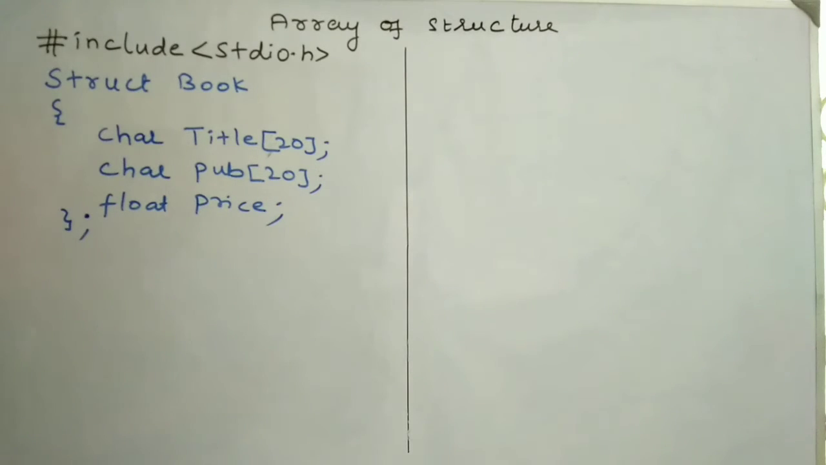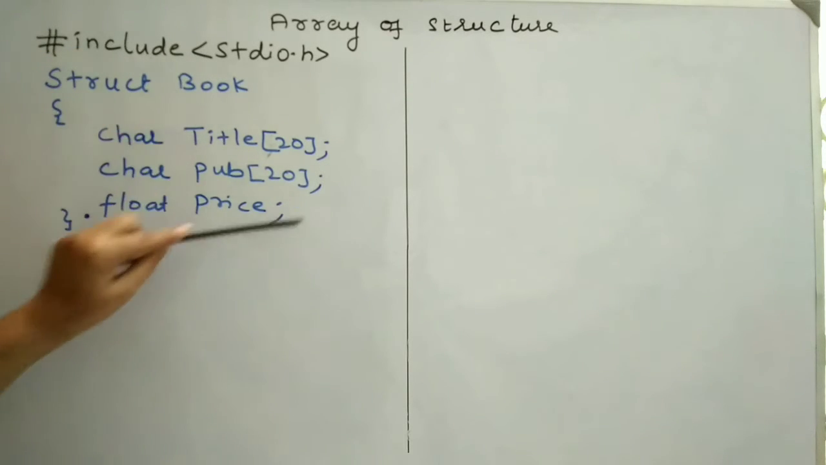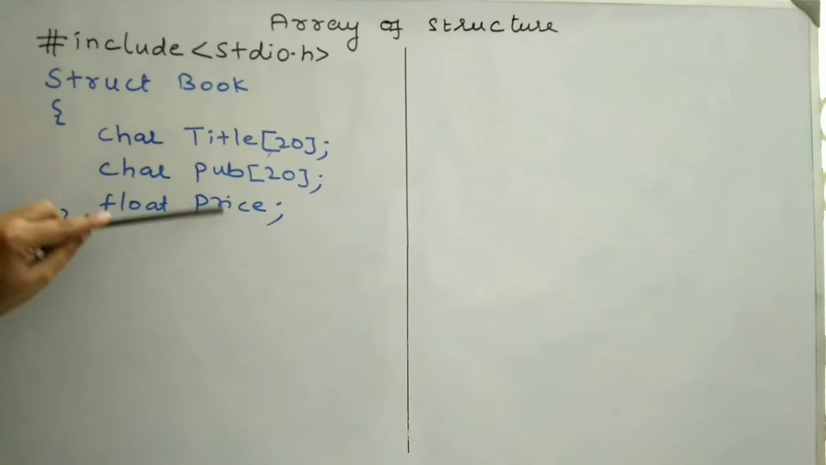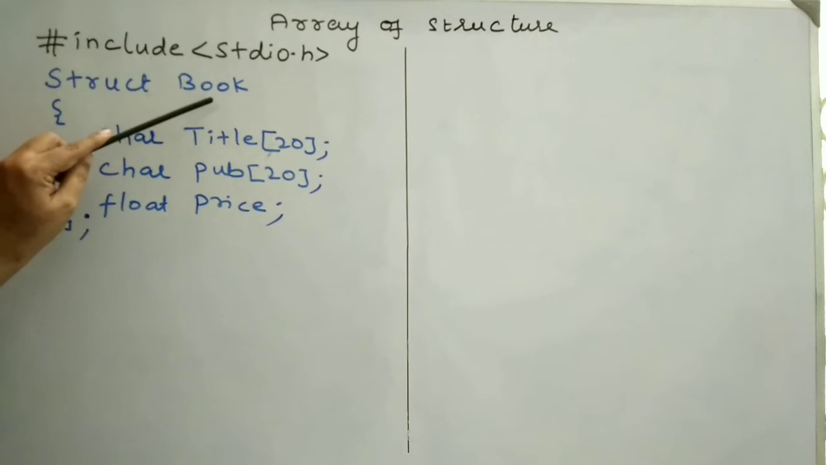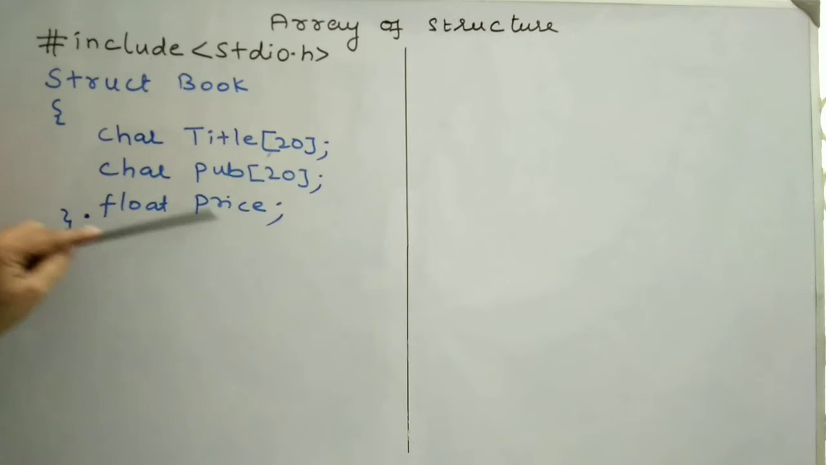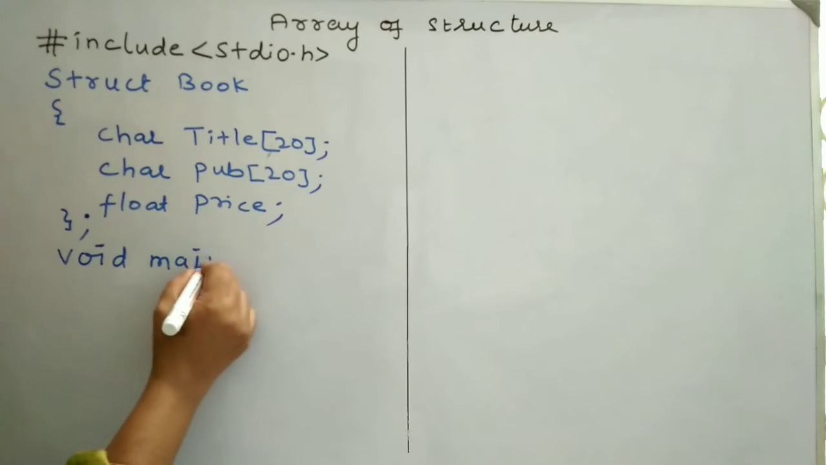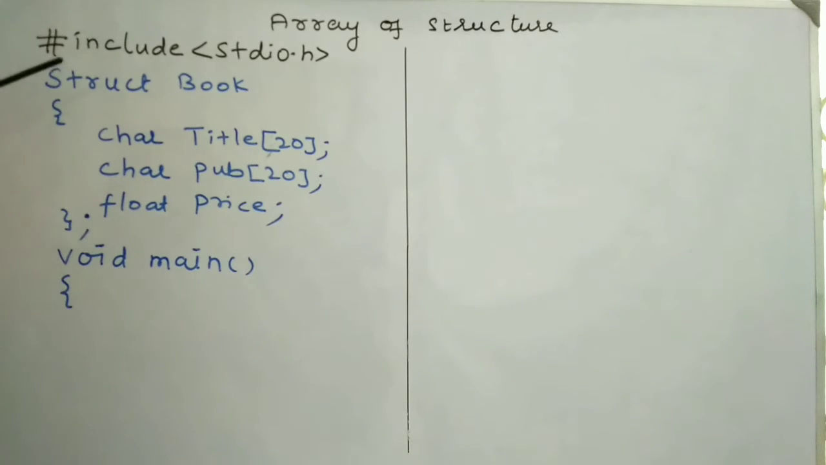So why have we declared this book structure? Since the structure is going to combine different details of the book like title, publisher and price, which are of different data types, they are grouped under a common name, book. So we have defined a structure called book to implement the details of a book. And then I am going to write a main function, void main. I have declared the structure definition outside main so that anywhere inside my program I can access my structure variable.